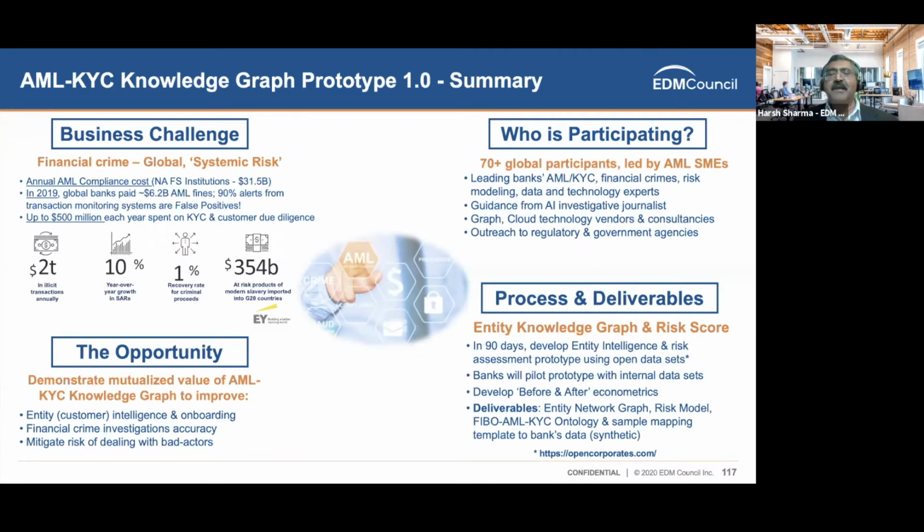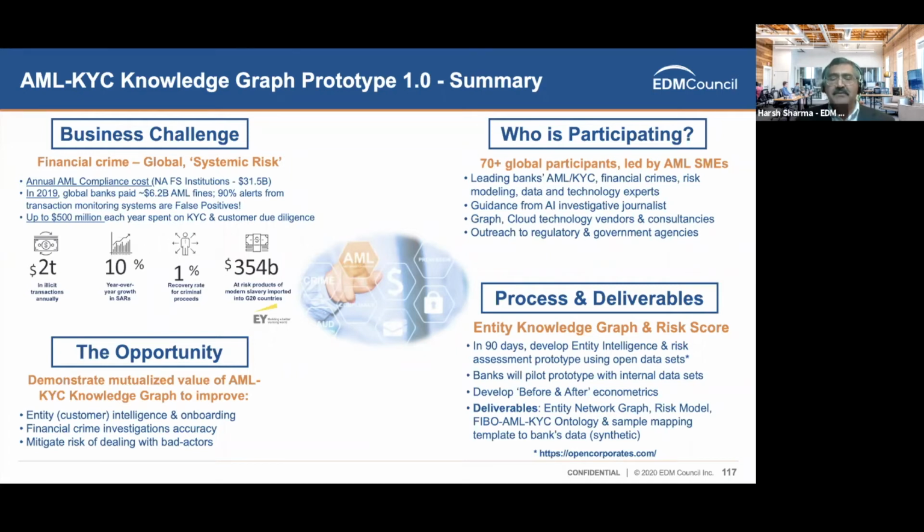What are we delivering? In 90 days, we've been developing an entity intelligence knowledge graph, leveraging open public data sets. And I should give a big shout out to OpenCorporates for sharing their corporate registry signals data with us for the development of this prototype. Banks will take this prototype and try it out with their internal data sets. We are also in the process of developing what we call before and after econometrics, like how does it help lower the costs, et cetera. And we are also enriching the FIBO ontology with the key concepts from customer intelligence.